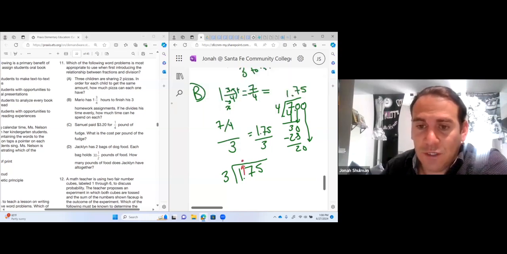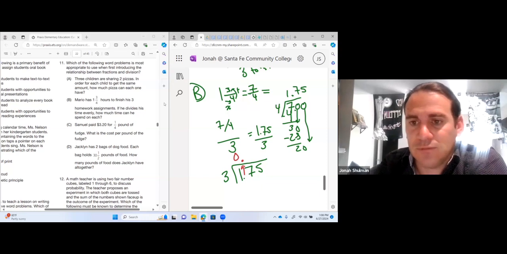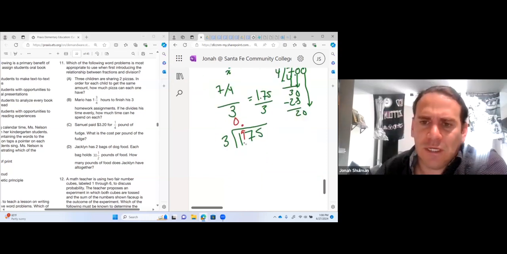Can I put a 3 into 1? No. Good. It should be less than 1 because we're breaking these 7 quarters into how many groups? Breaking 7 quarters into 3 groups. And I'll show you another way to visualize this. Okay, 3 goes into 17 how many times?